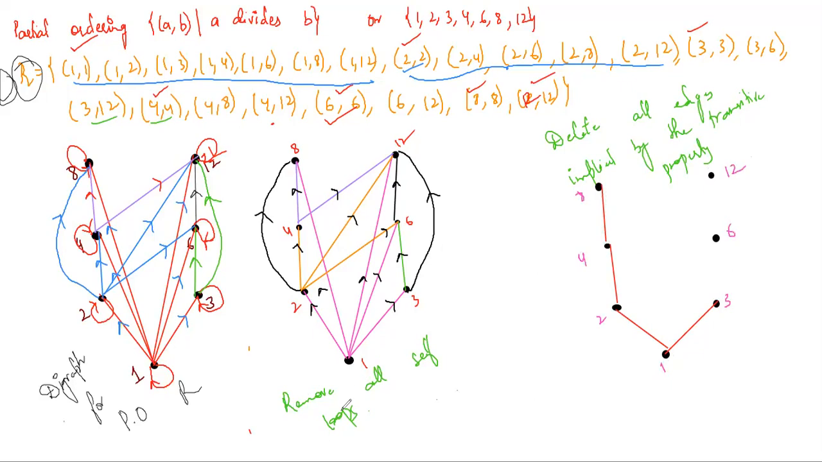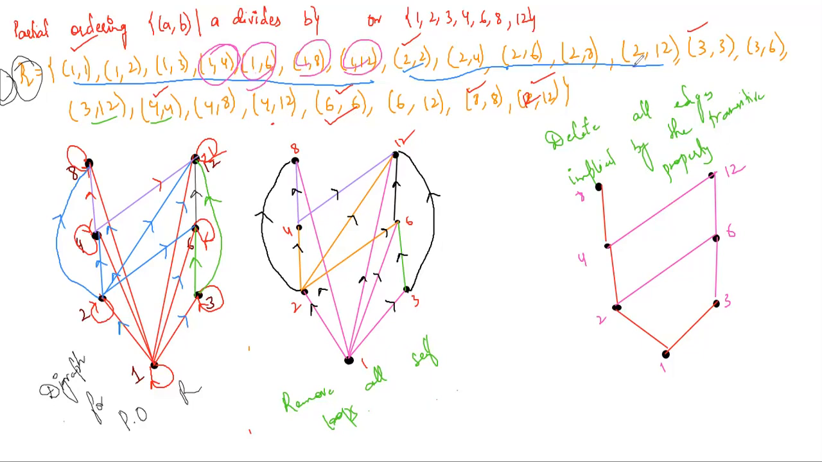Now I can draw 3, 6, and then finally 6, 12, 2, 6, and 4, 12. What does this diagram mean? It represents 1, 2 and 2, 4, so 1, 4 is implied by the transitive property. Similarly, 1, 3, 3, 6, so 1, 6 is implied by the transitive property. Same is the case with 1, 8 and 1, 12.